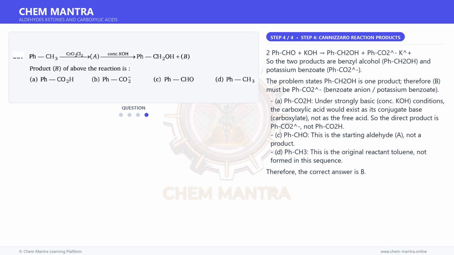A, PhCO2H: under strongly basic KOH conditions, the carboxylic acid would exist as its conjugate base, carboxylate, not as the free acid. So the direct product is PhCO2-, not PhCO2H. C, PhCHO, this is the starting aldehyde, A, not a product. D, PhCH3, this is the original reactant toluene, not formed in this sequence.